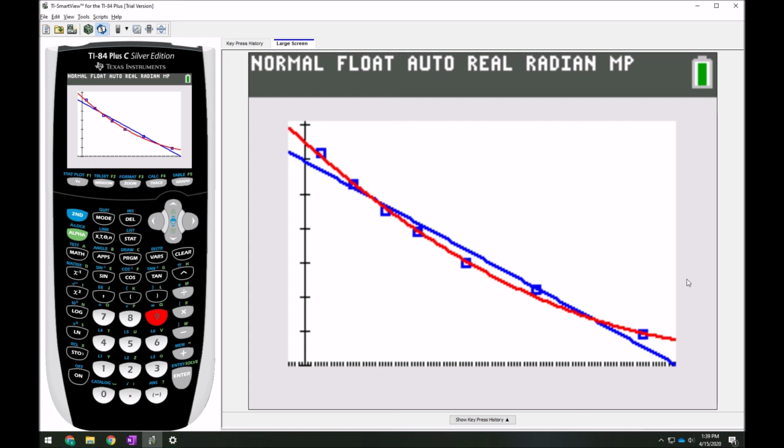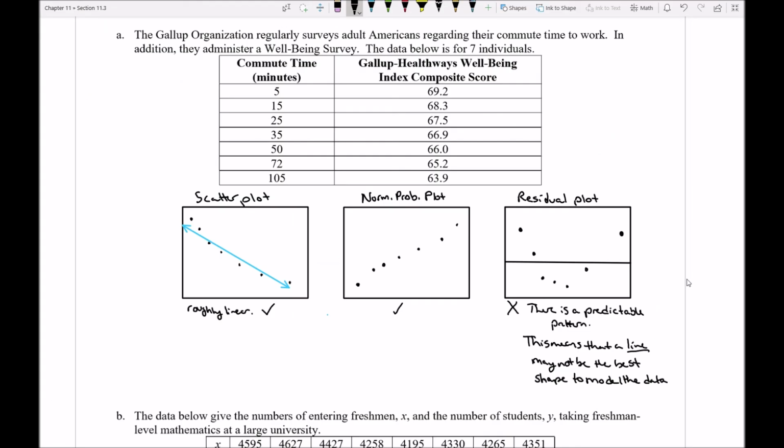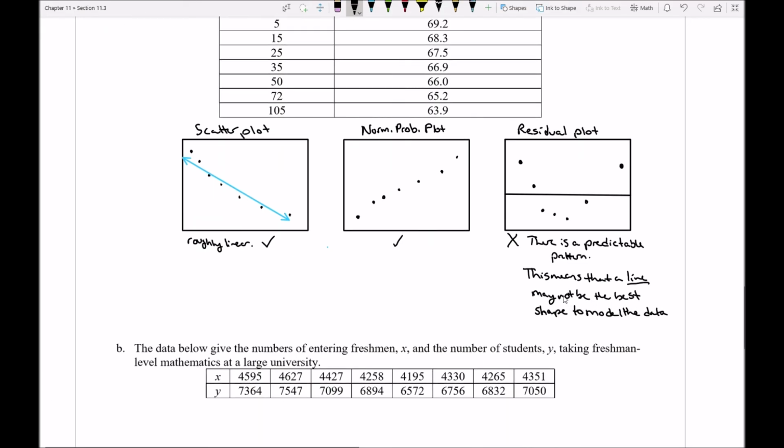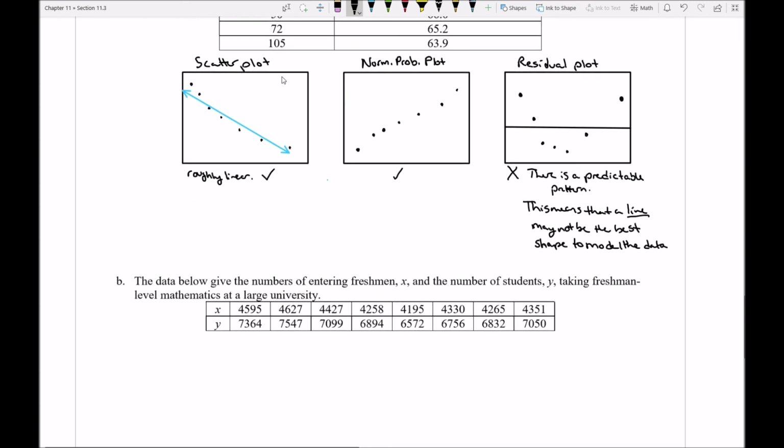All right, so I'm going to leave example B here as one for you to try on your own, but it asks the exact same set of questions and will allow you to practice making these 3 different types of pictures.